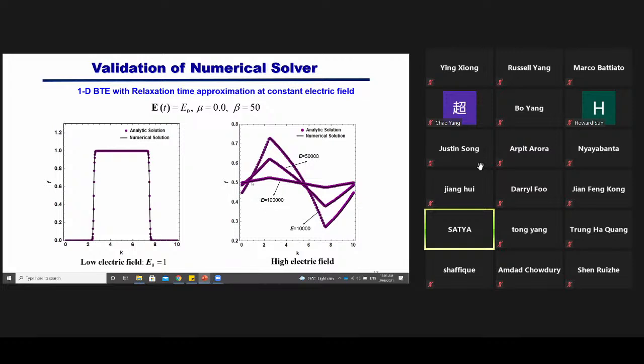We can see here, when the electric field is very, very high, the population becomes almost constant. When the electric field is decreasing, then we can find some kink in the numerical solution of the population. And we can see here that the numerical solver is in good agreement with the derived analytical solution.